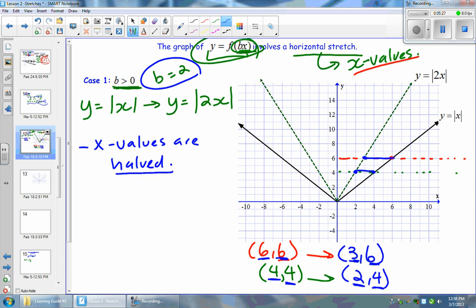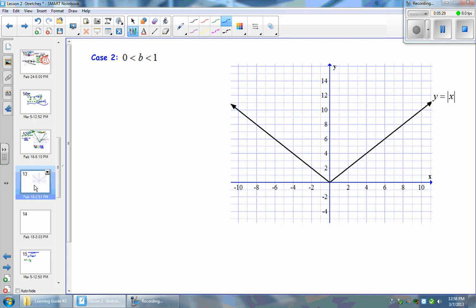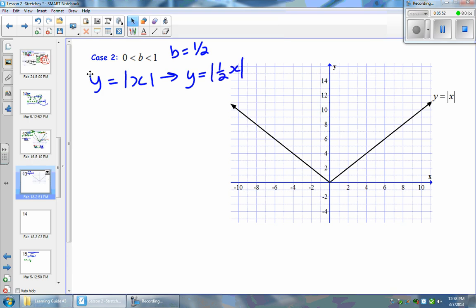Okay, let's take a look at the second scenario, when b is greater than 0 but less than 1. So we have the original graph, y is equal to the absolute value of x, and we're going to transform it to a function where your b value is greater than 0 and less than 1. Now I'm going to pick 1/2. So our transformed function is going to look like this. Y is equal to the absolute value of 1/2 x. Okay, so let's see what this graph looks like.